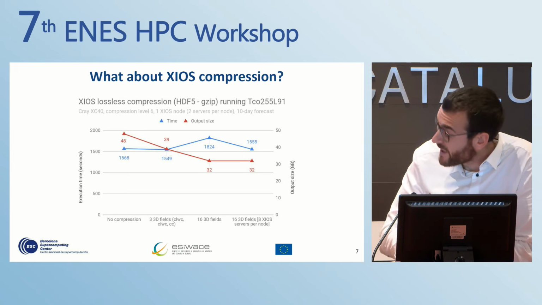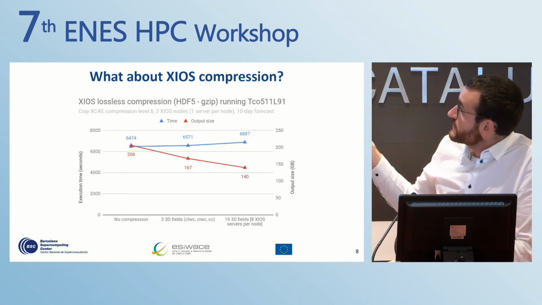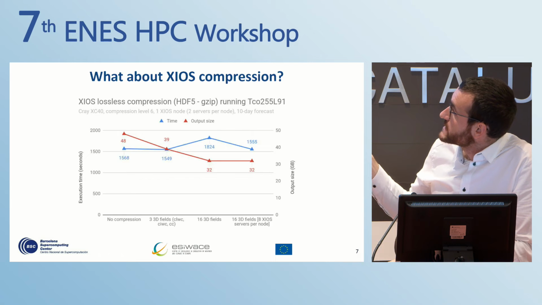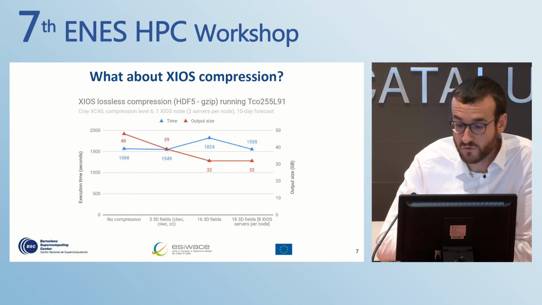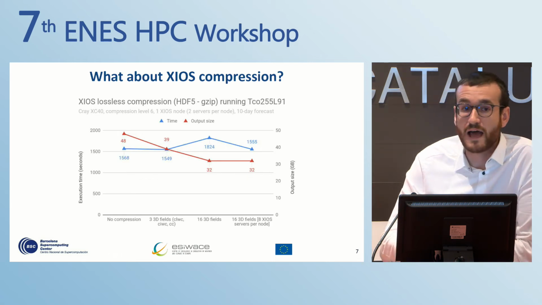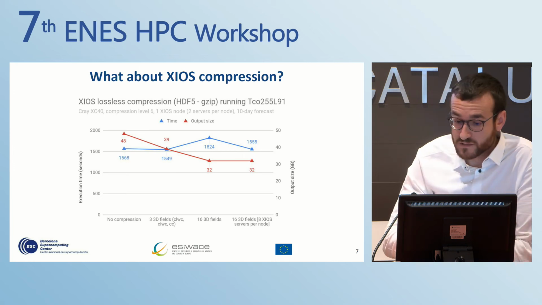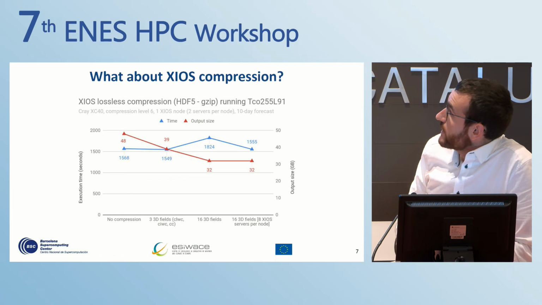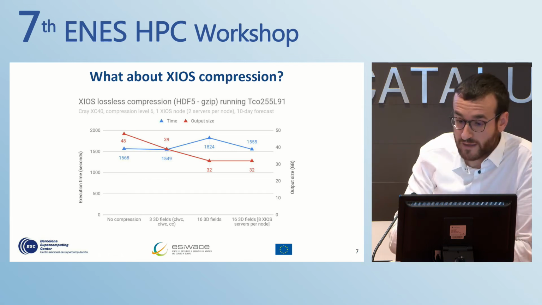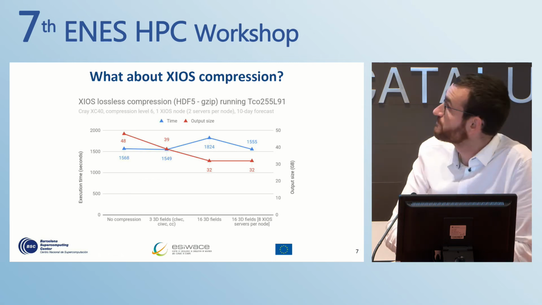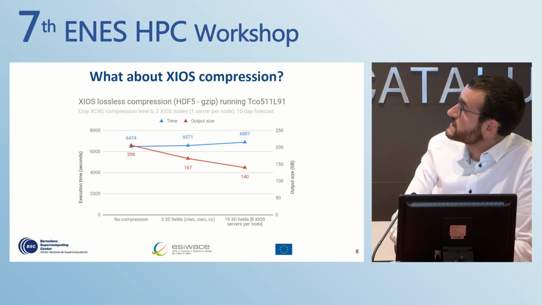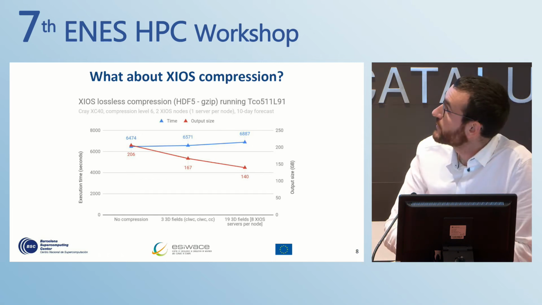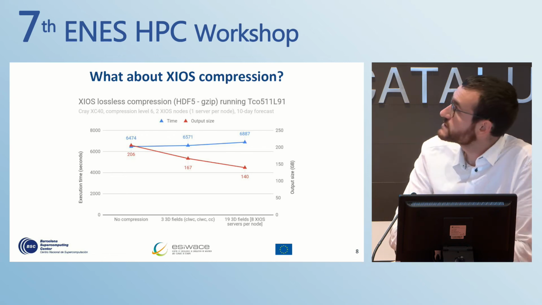In order to address this, we increase the number of XIOS servers. Instead of using 2 XIOS servers, we use 8 XIOS servers to have more computing power. In that case, of course, the compression ratio is the same, but we can decrease the execution time. This plot is the same as the previous one, but we are using a TCO 511 configuration, which is about 23 kilometers.